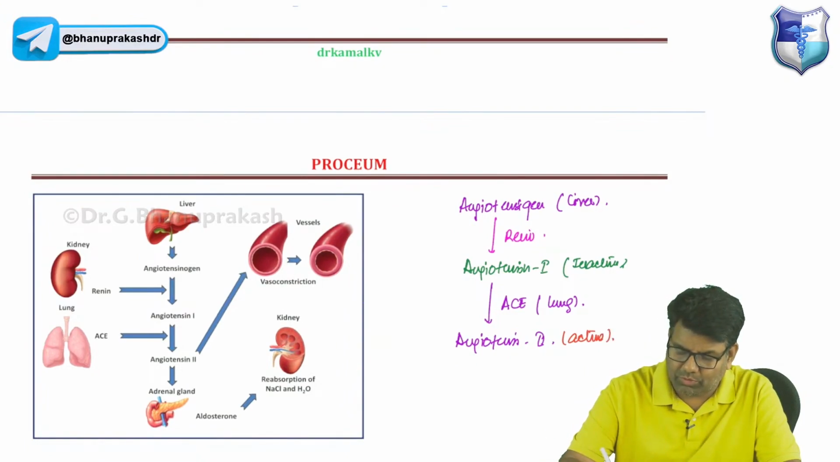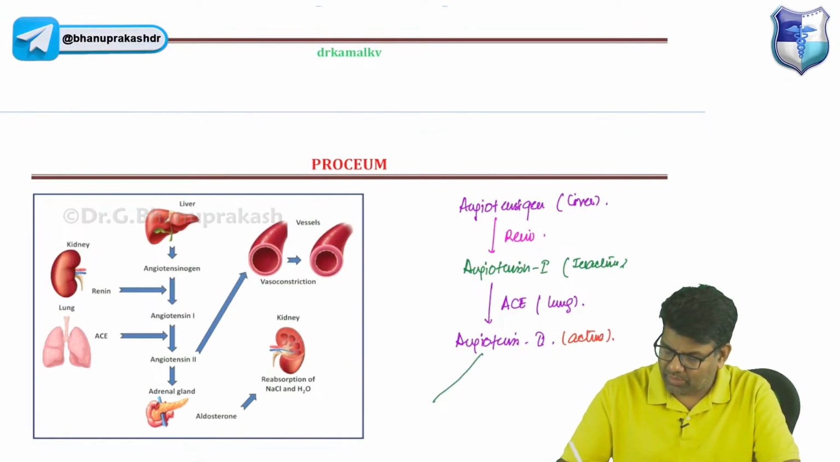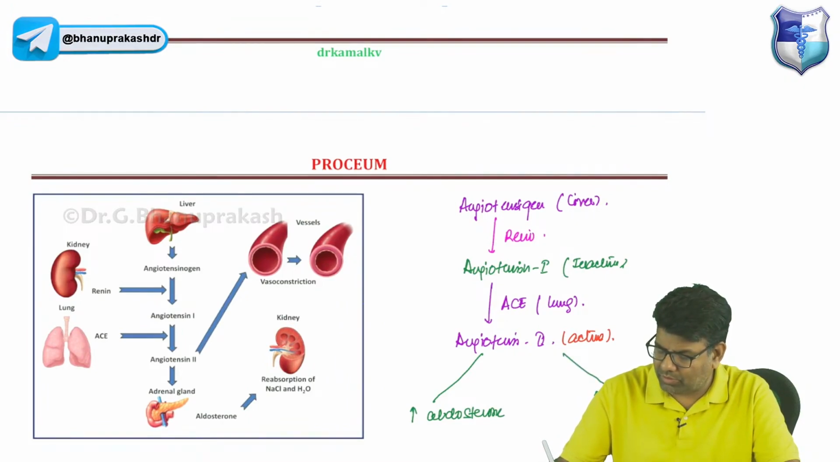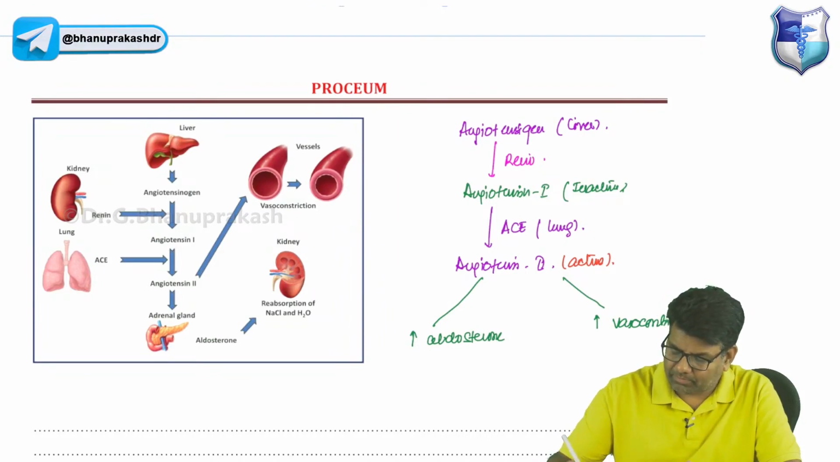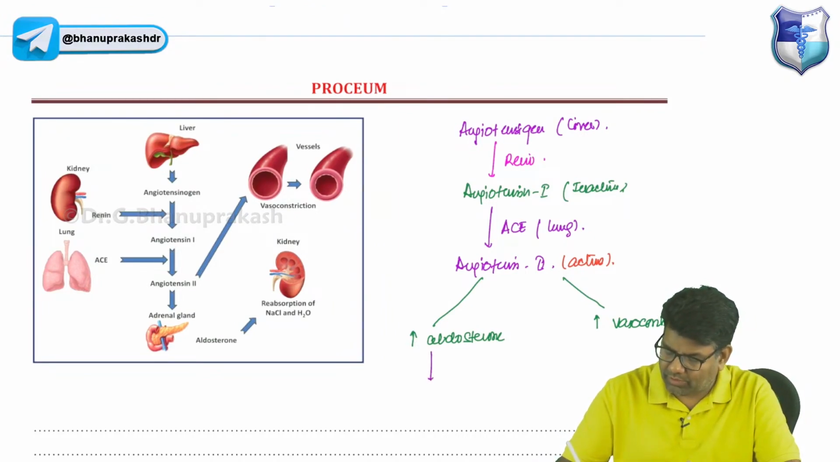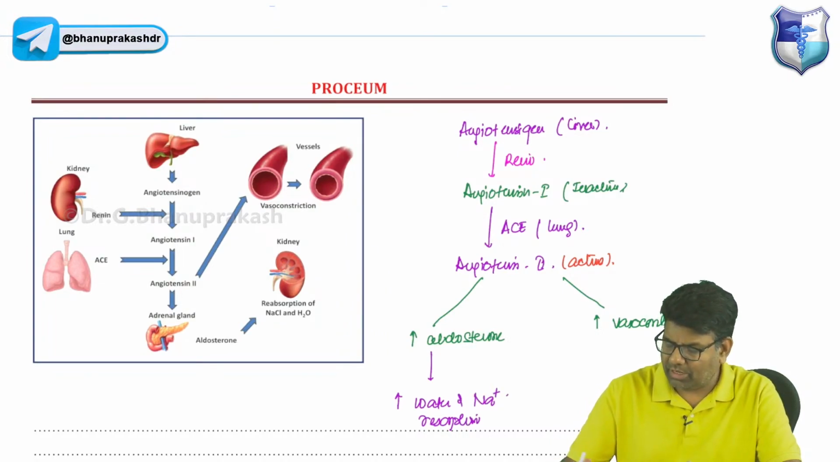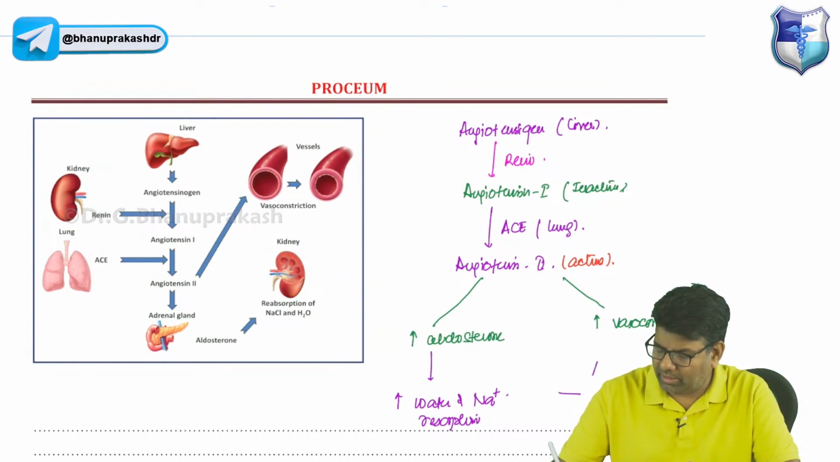So it will do two works. It has two actions. Number one, it will promote release of aldosterone, and number two, it will cause vasoconstriction, or in simpler words, it will increase the total peripheral resistance. Right? Now this aldosterone, what is the effect of aldosterone? It will promote increased water and sodium resorption. So this all will ultimately lead to an increase in blood pressure.